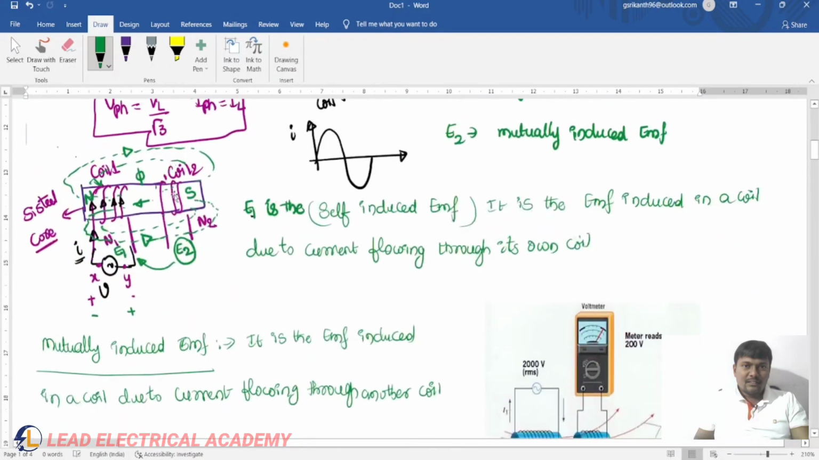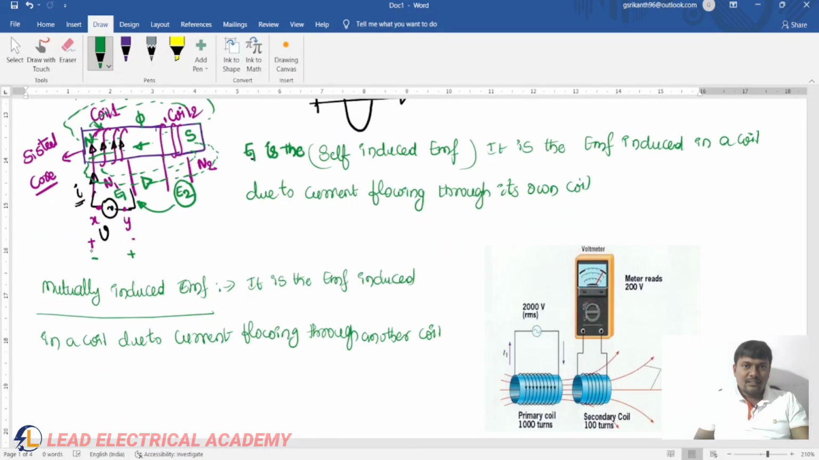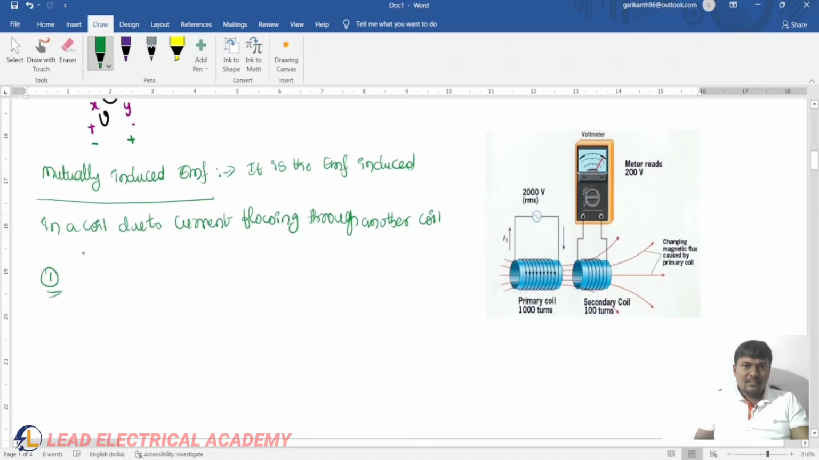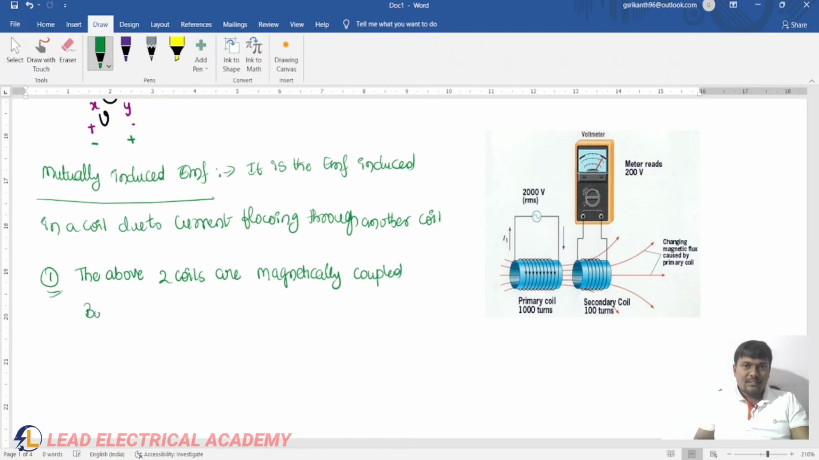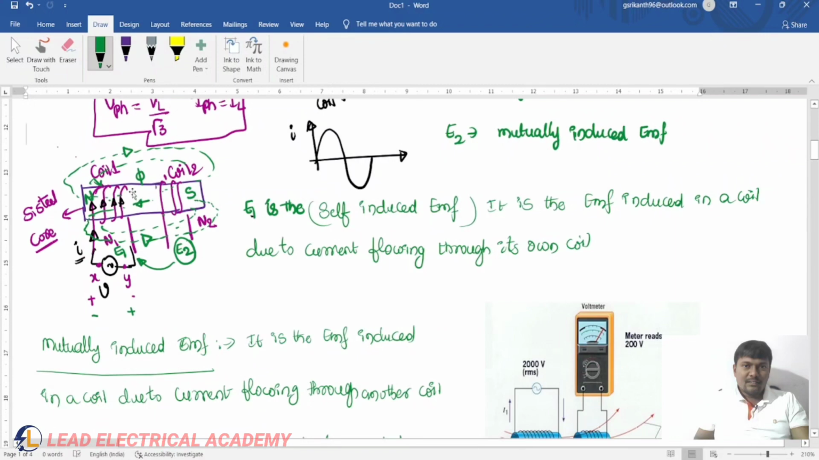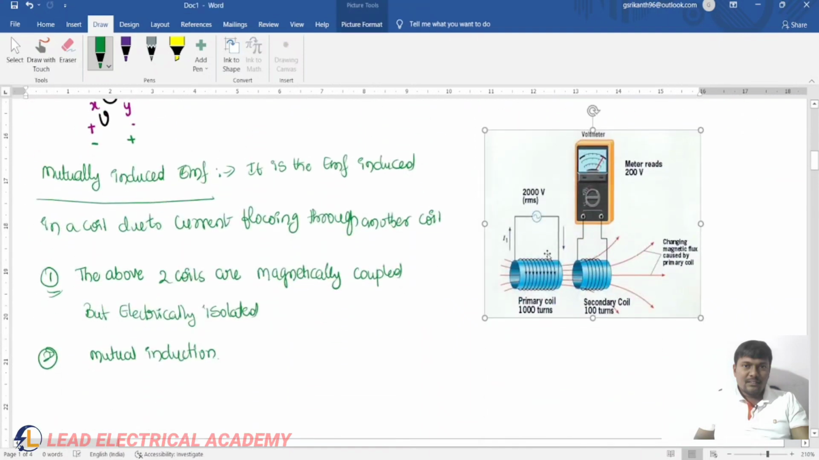You can observe this diagram. There is no physical connection between coil 1 and coil 2, but the same magnetic flux is common. That's why the above two coils are magnetically coupled but electrically isolated. And this works on the principle of mutual induction. The principle is mutual induction. So if this core is a soft magnetic material, and if the core were air, this is our diagram.